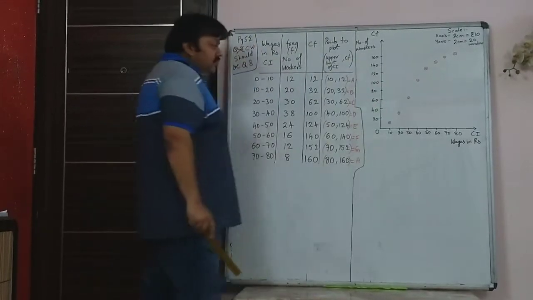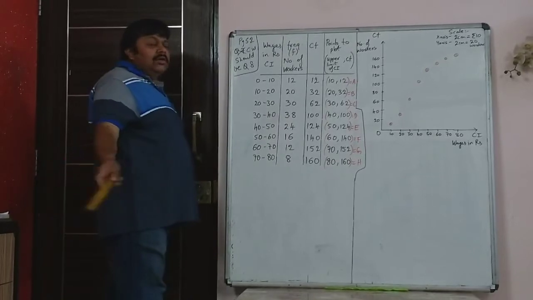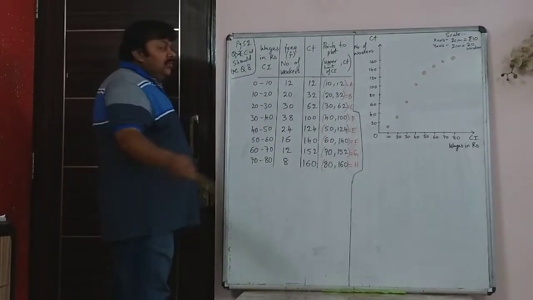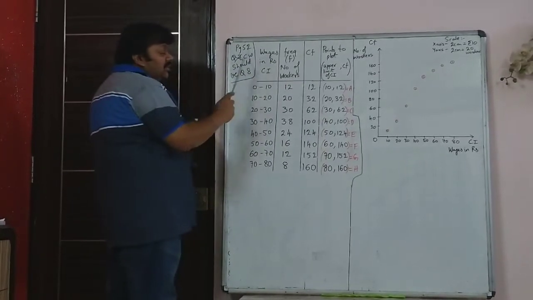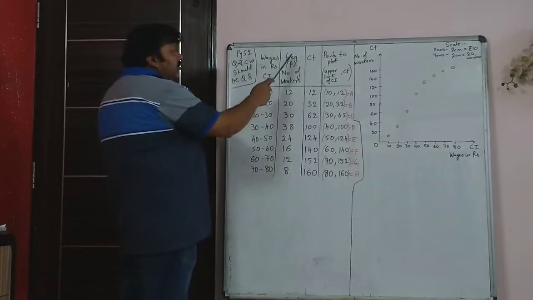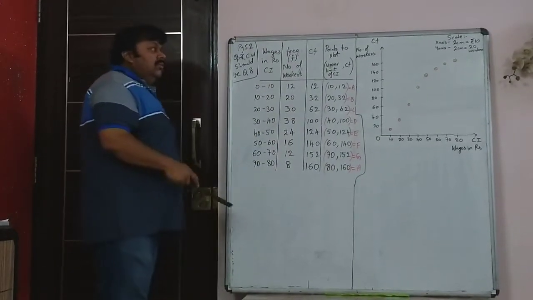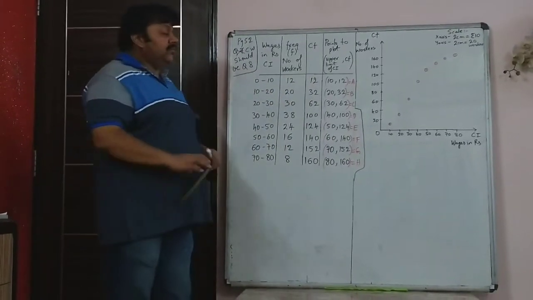Question number should be written clearly along with the sub question number, both here in the main answer sheet as well as on the graph. The first two columns that you make are exactly identical to what is given in your question paper, in this case on page 52. Wages in rupees, that is the class interval. Frequency f, that is the number of workers. But now we have to find the cumulative frequency.